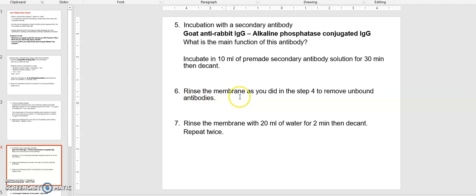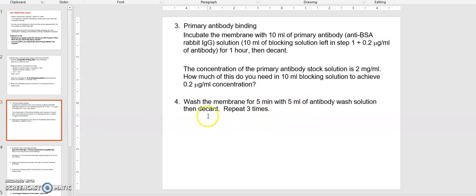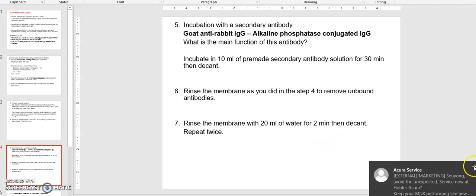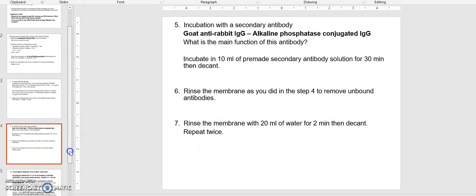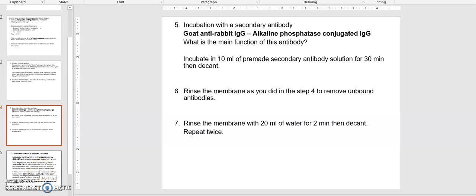And then you rinse the membrane just like step 4. In step 4, you rinsed it 3 times, right? So yes, you use the same method to rinse your membrane. And then finally, after that, you do a water rinse one more time, 20 ml of water. Rinse it 2 minutes and repeat it twice, so actually you rinse with water 3 times.